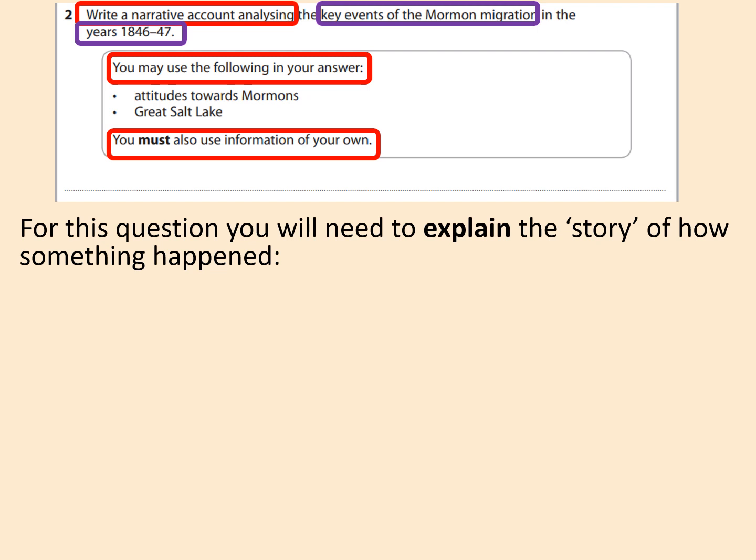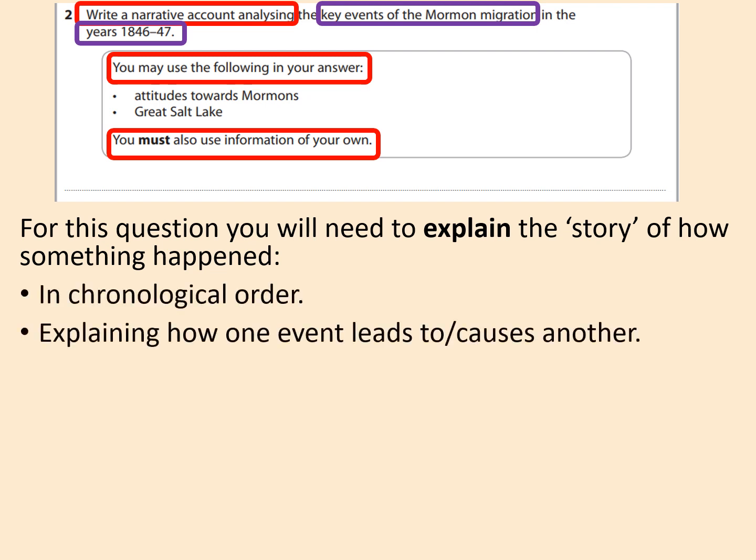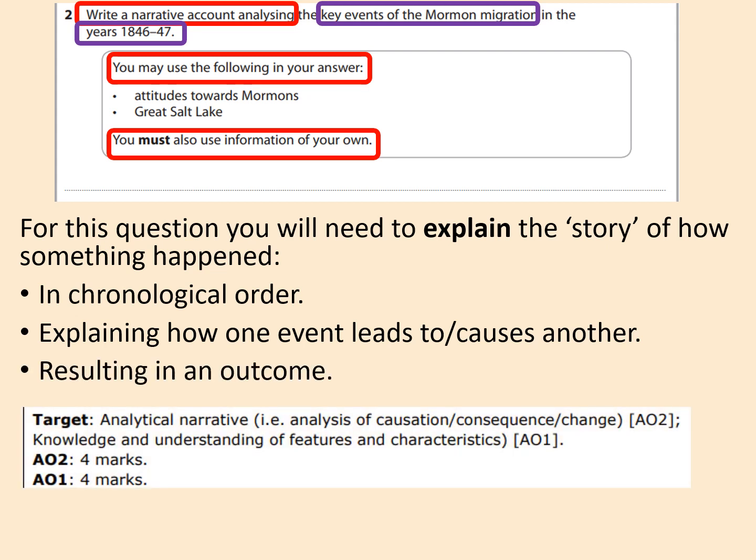So for this question, you'll need to explain the story of how something happened, in chronological order, explaining how one event leads to or causes another, resulting in an outcome. The first part of the mark scheme looks like this. Your target is an analytical narrative, which means the analysis of causation, consequence and change. In other words, what causes things to happen, what happens as a result, and what changes. That's known as Assessment Objective 2 or AO2.